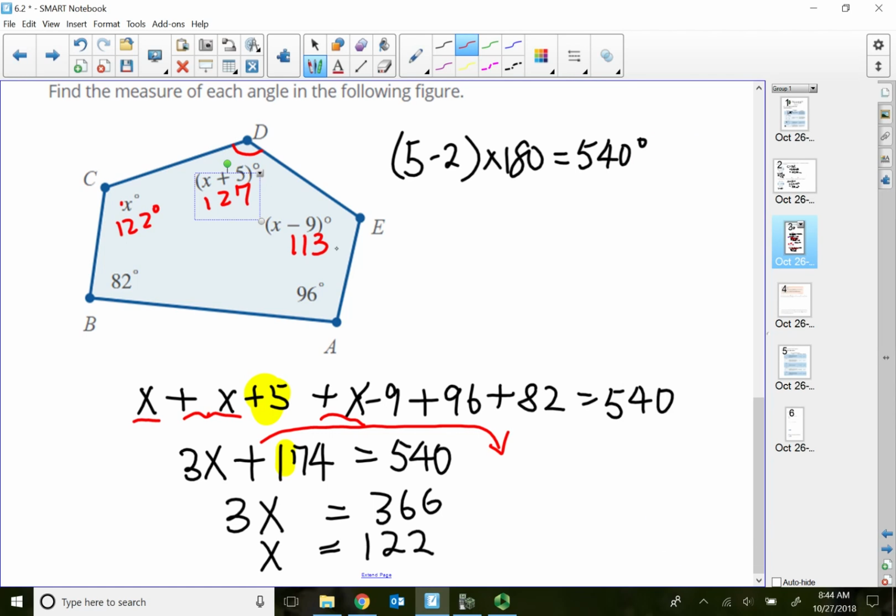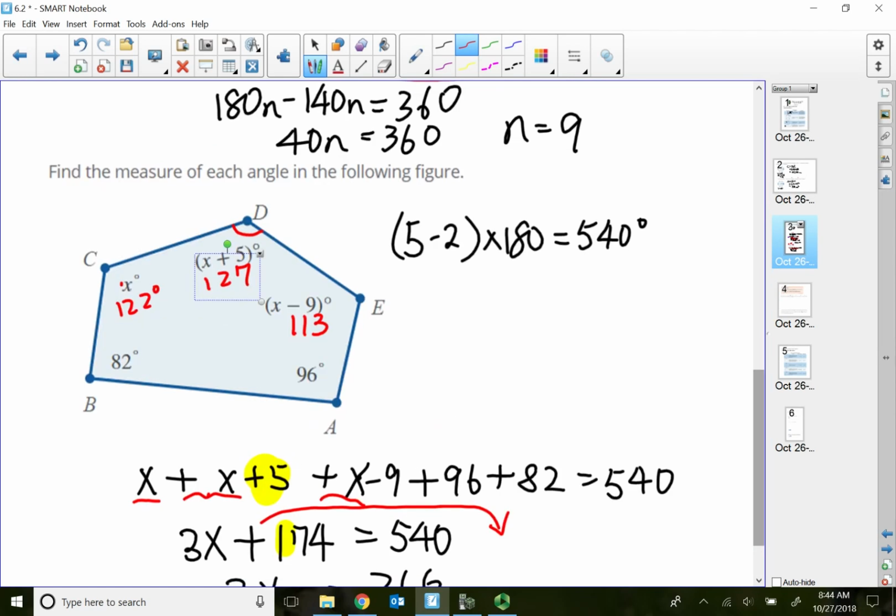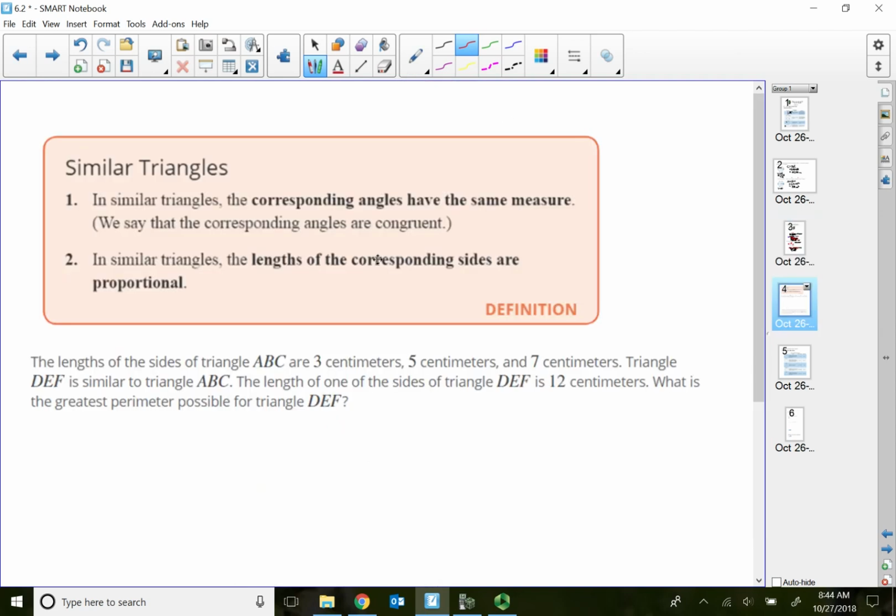So those are the three missing angles. Let's take a look at this. That was interior angles of a polygon.